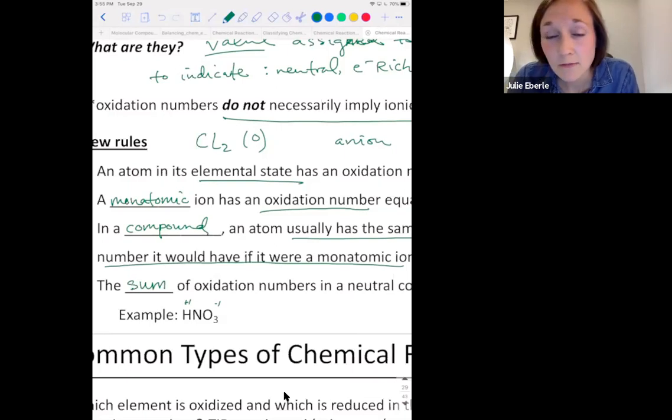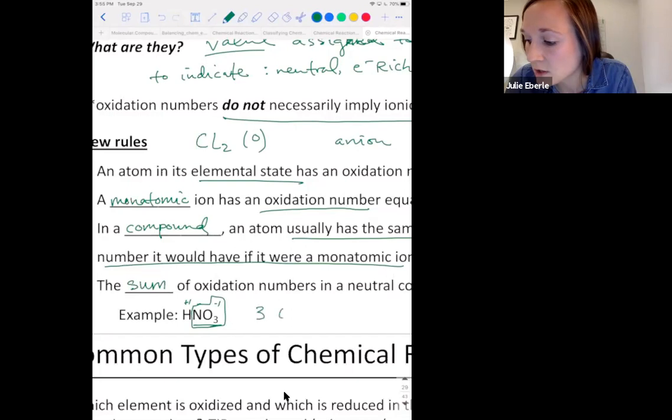Well, oxygen usually never deviates. Its oxidation number always matches what it would be as an anion. Does anybody know what charge oxygen carries as an anion? Oxygen is main group 6. Anybody remember what charge oxygen is going to carry as an anion? Meredith says -2. I agree. It's a -2.